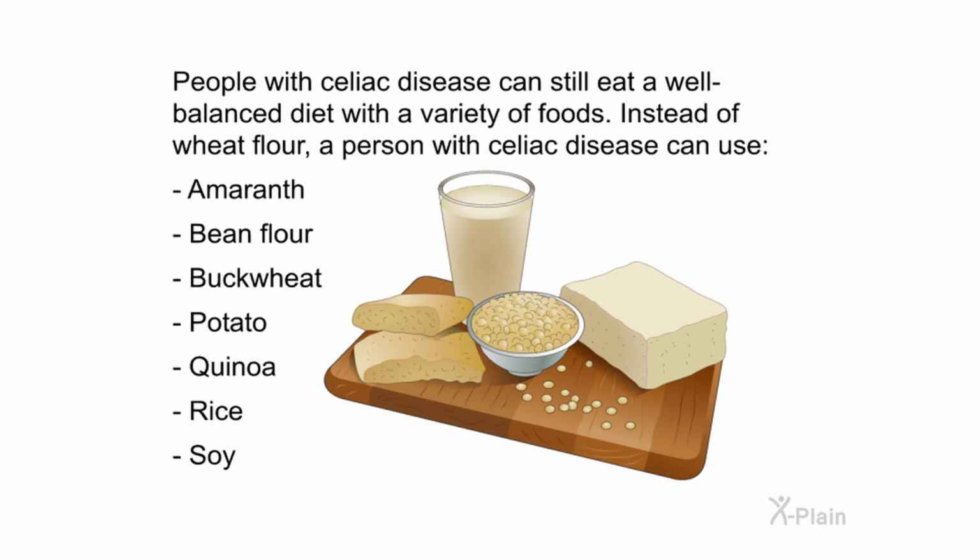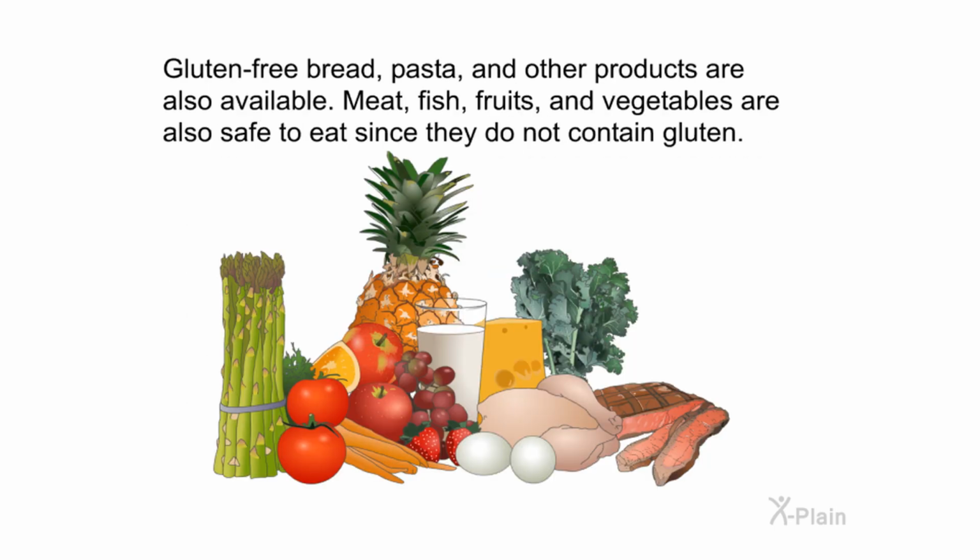Instead of wheat flour, a person with celiac disease can use amaranth, bean flour, buckwheat, potato, quinoa, rice, soy. Gluten-free bread, pasta, and other products are also available. Meat, fish, fruits, and vegetables are also safe to eat since they do not contain gluten.